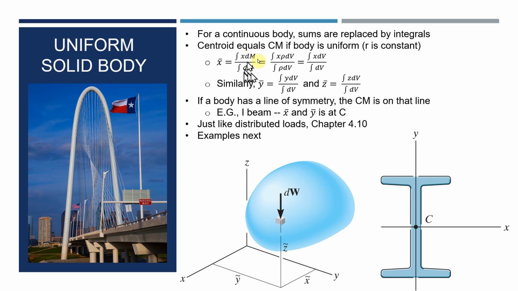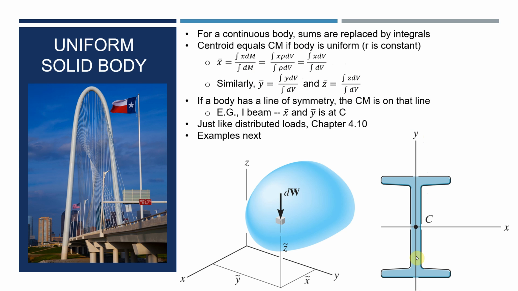Well, you can replace dm, differential mass, with density times dv, density times differential volume. And then the densities factor out. You're left with this expression, which is the centroid. Similarly for y, similarly for z, same thing.